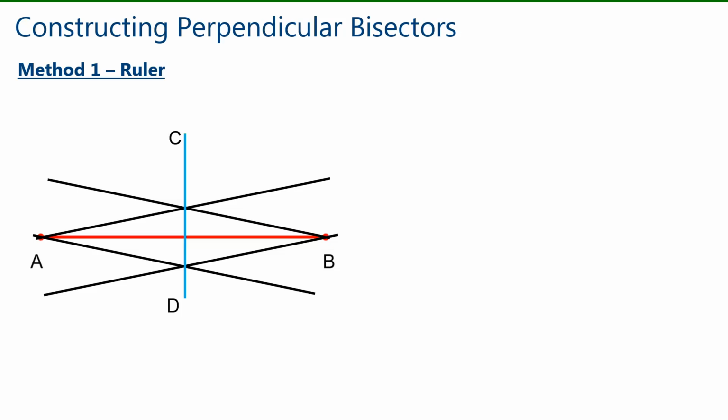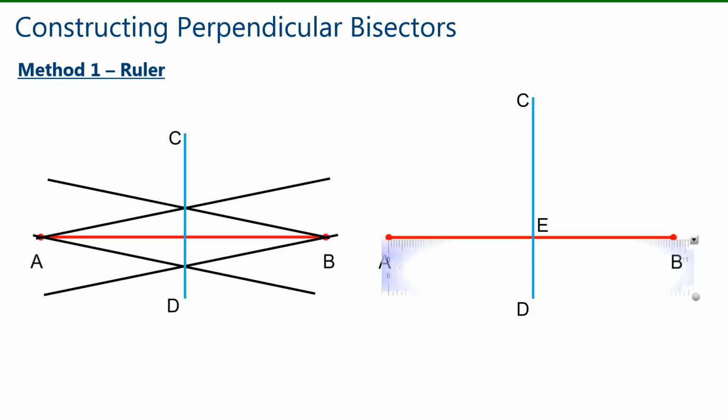Line CD is a perpendicular bisector of line AB. I'm going to copy the diagram over here, and let's measure it just to make sure that we have created a perpendicular bisector. Measure the distance from A to E. In this case, it looks like it's just about 5.3 or 5.4. And the distance from E to B is 5.2 or 5.3. They're a little bit different, but close enough for the purposes for what we're doing, so we will say that they are equal.